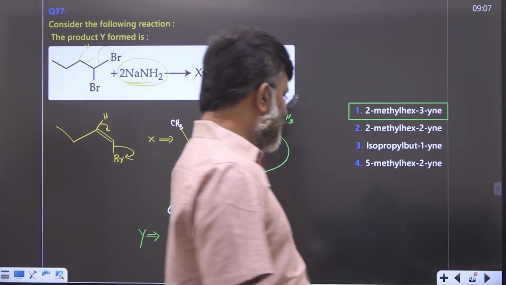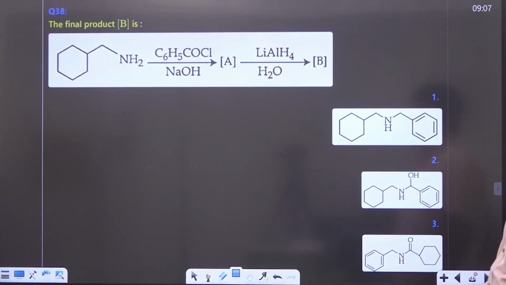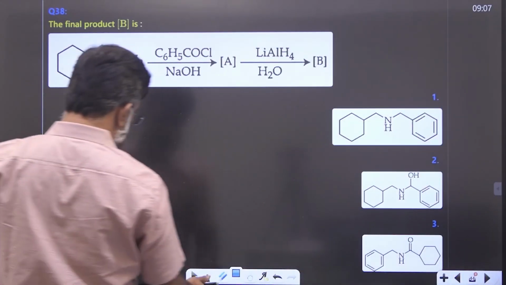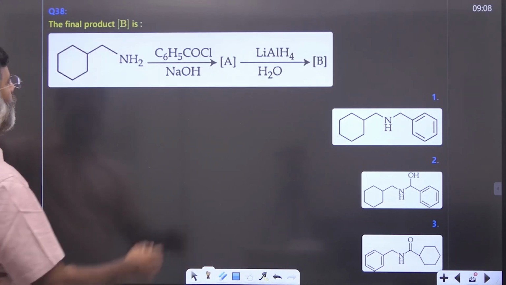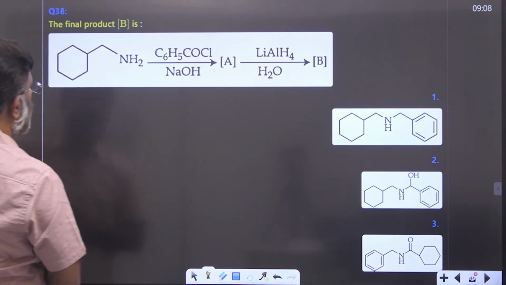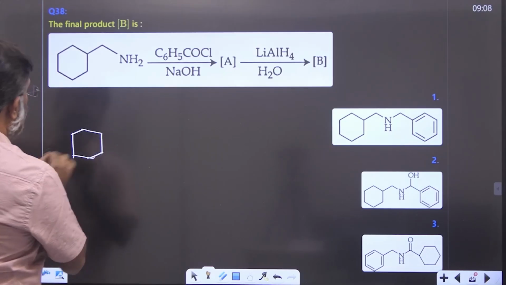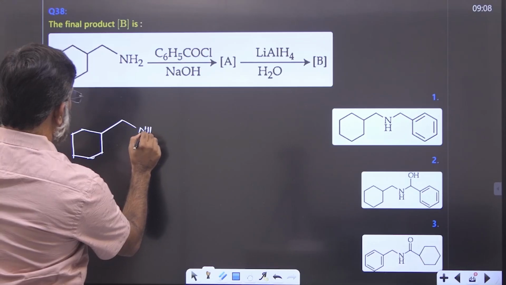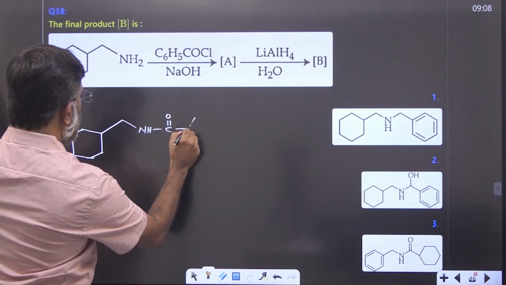Okay, next. Again, we have a sequence of reactions to identify the final product B. Let's say an aliphatic amine is given, which is treated with C6H5COCl. The product, I mean the compound A, will be like this: NHCO benzene.